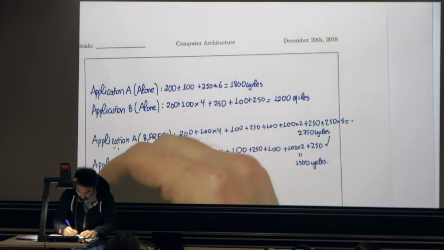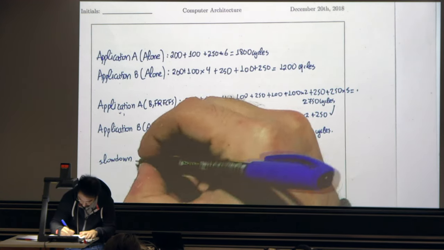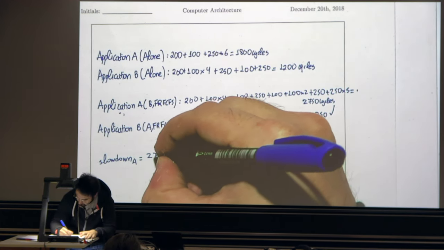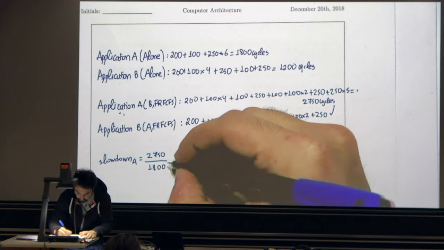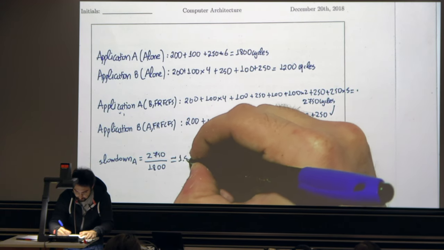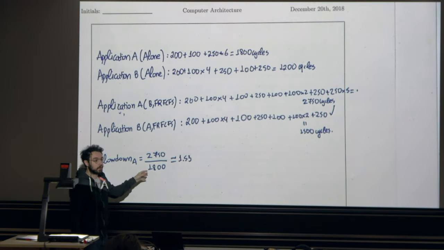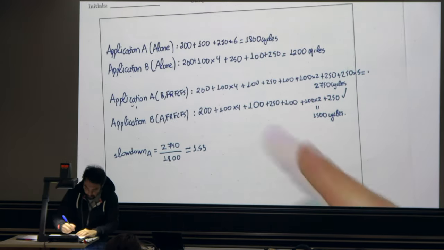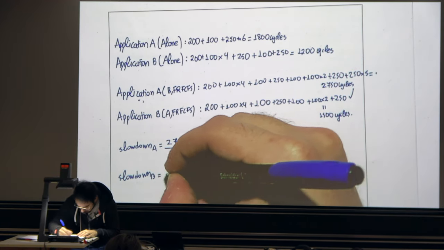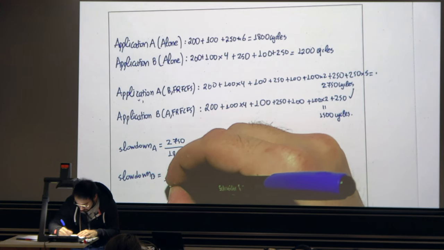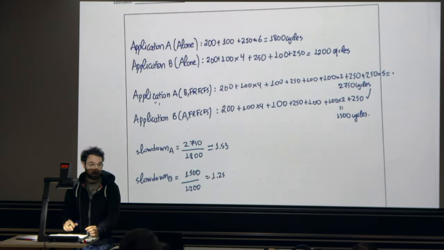So how do we calculate the slowdown? The slowdown of A equals 2,550 over 1,800, which is almost 1.53. How do we do that? This is the application A latency when it runs with application B over the alone execution, right? And the slowdown of B equals 1,500 over 1,200, which equals 1.25. So this is how we'll calculate the two latencies.